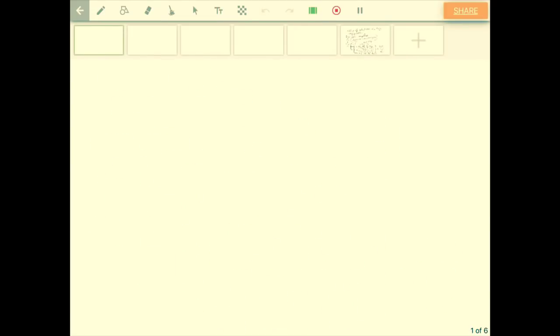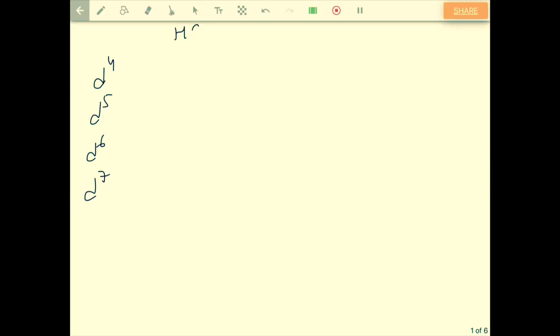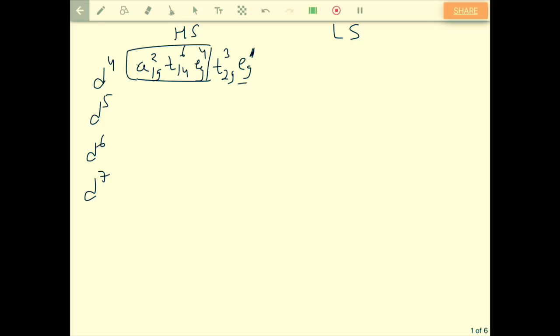And in case of d4 configuration, d5 configuration, d6 configuration, d7, it can be high spin or low spin. If it is a high spin complex, that means the energy gap is lower. So the electrons in these MOs will remain the same, a1g2, t1u6, eg4. Now the electrons in case of high spin complex, the configuration becomes this. This is common in all complexes, but the difference is here. So now we are not writing these MOs, we are only giving this configuration.